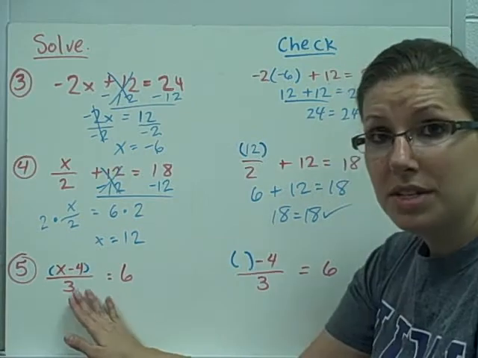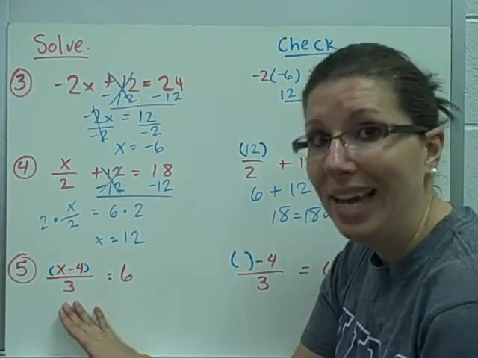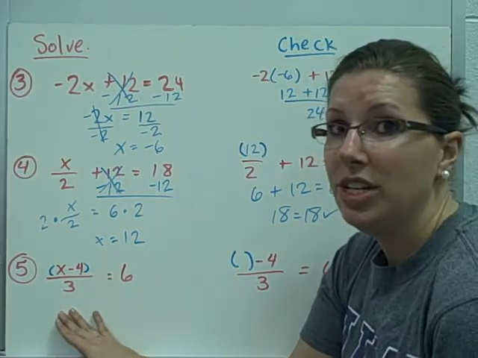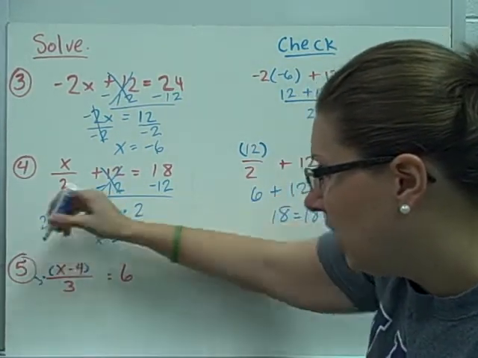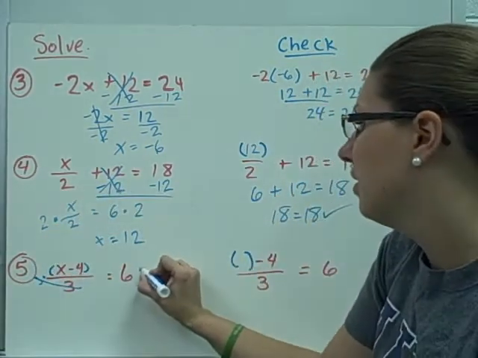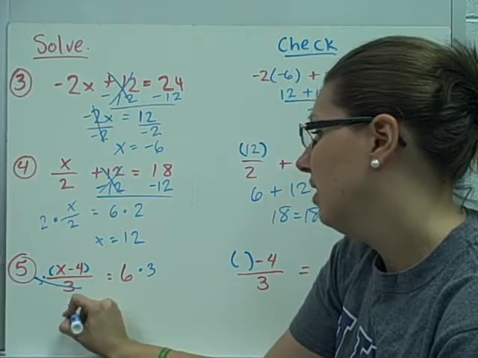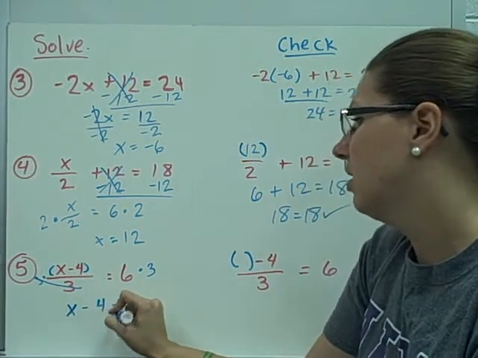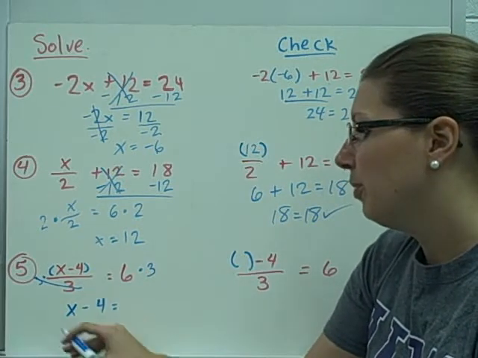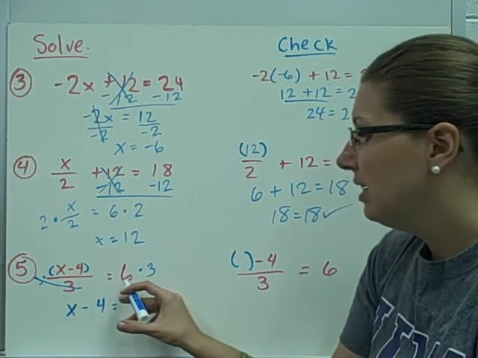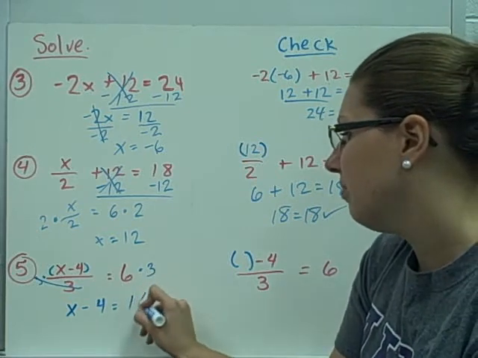So I need to remove the denominator of the problem by undoing it. How do you undo division? You multiply. So I'm going to multiply both sides by 3 here to get rid of that. And then that kind of unlocks this numerator of my problem. So I just bring it down, x minus 4. And then 6 times 3, 18.